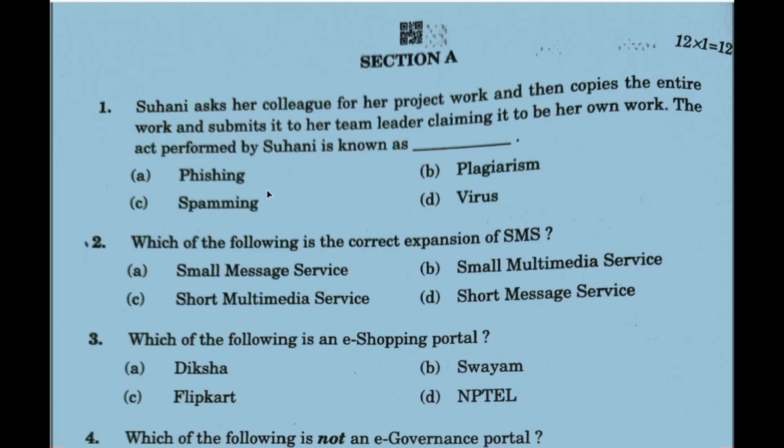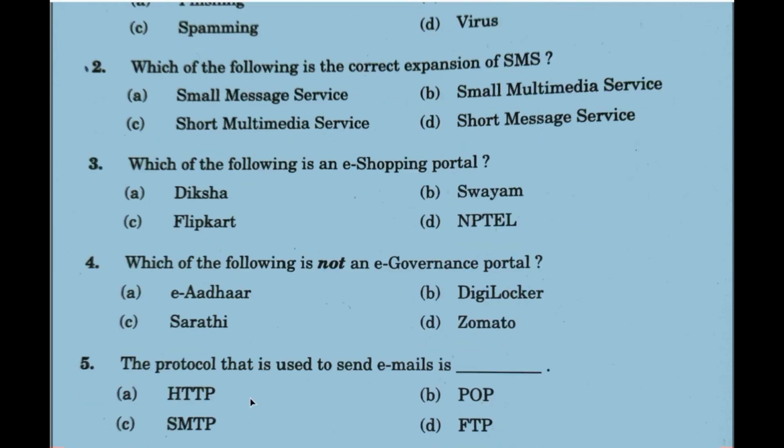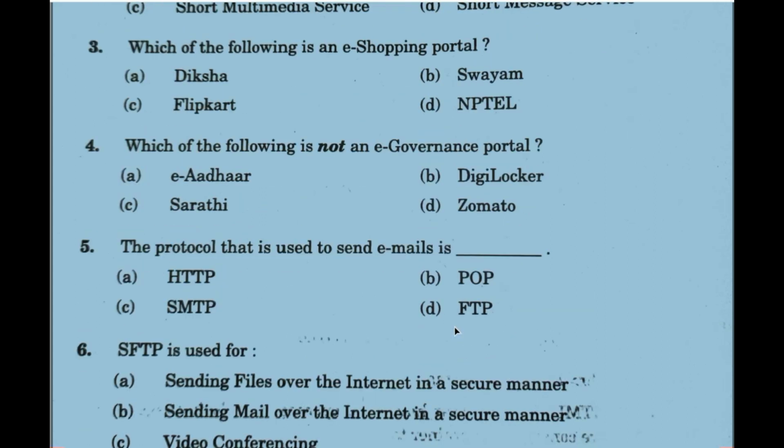Okay, now next, number 3 is which of the following is an e-shopping portal? So e-shopping means from there we can shop, so it is Flipkart. Okay, now number 4, which of the following is not an e-governance portal? E-governance, so these all are e-governance portals except Zomato. Okay, so Zomato is not an e-governance portal.